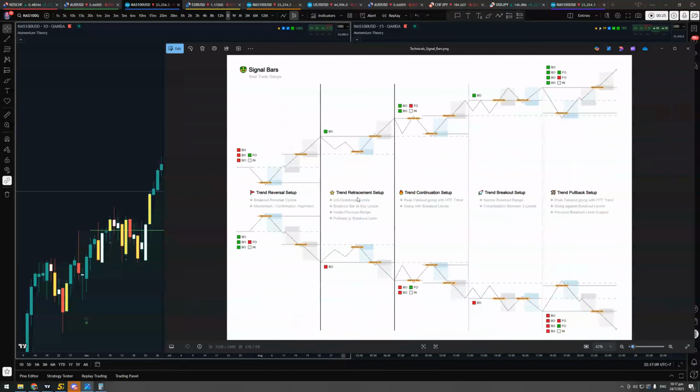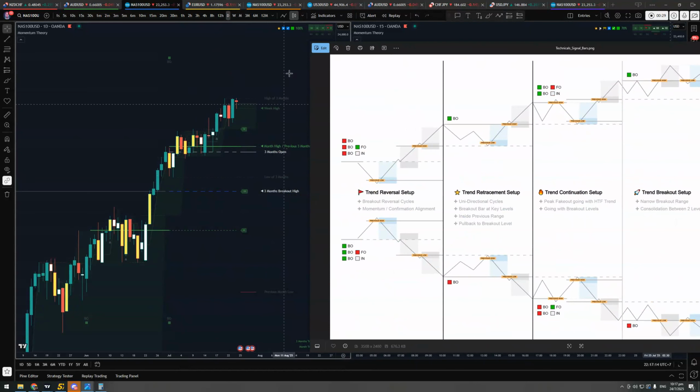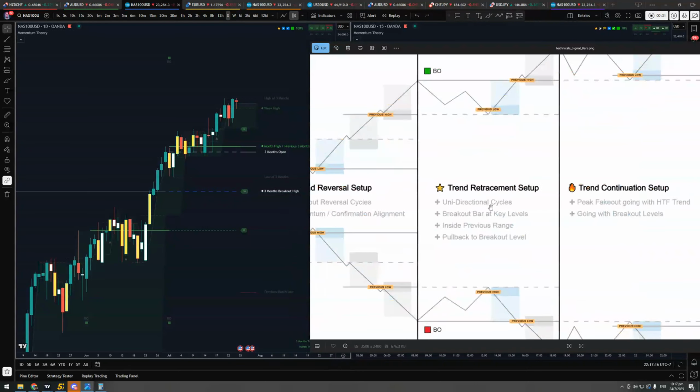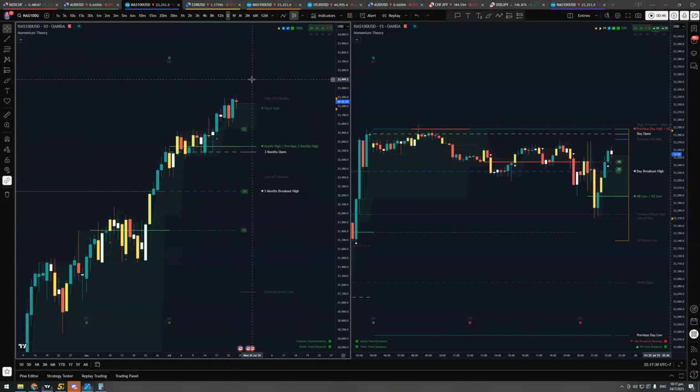In a trend retracement setup, this one right here, I want to see higher time frame traders push the market in one direction. Indicator lets me know we have bullish bias, and then I want to see a bullish breakout bar on the daily, which we have. Then I like to see on a lower time frame price retrace back to that breakout level, fake out the momentum time frame, and then take it back up to at least that high and possibly even further than that.